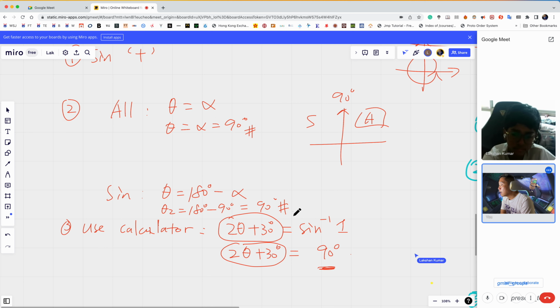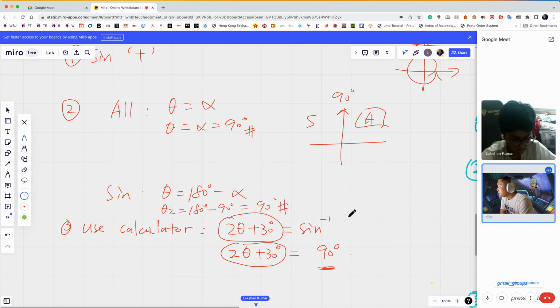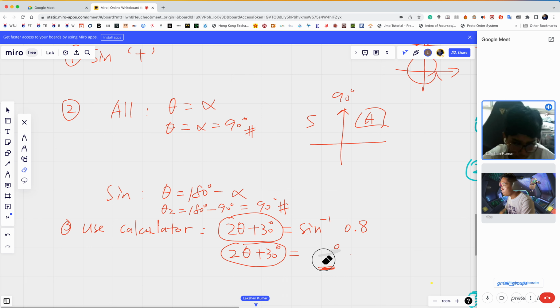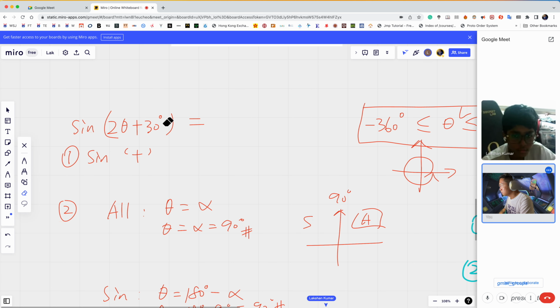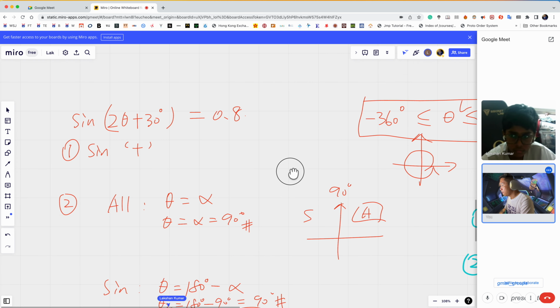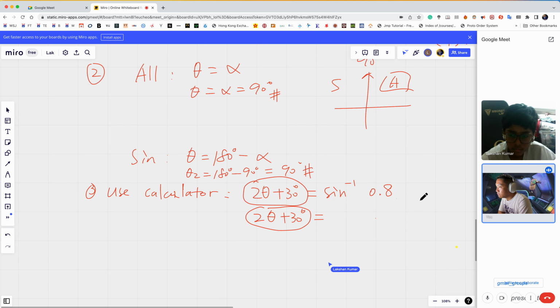I realize this question does not give me what I want to tell you, so I want to change it a little bit. I don't want to get 1. What if this is 0.8? So let me change the question to 0.8. Sine inverse 0.8 is what? 53.13. Like I said, don't rush to get 53.13 minus 30 divided by 2.